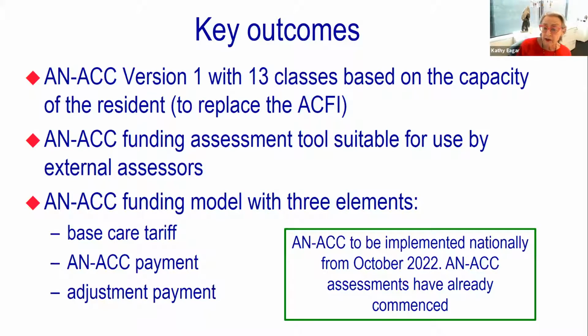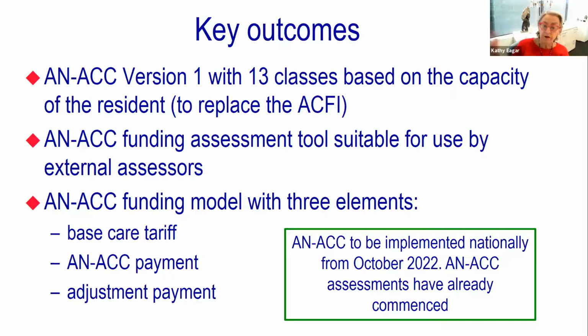It's a Casemix classification. It's designed to replace the current funding model, which is called the Aged Care Funding Instrument, or the AHSRI. There are only 13 classes in the new system we have developed to replace 64 classes in the AHSRI. And assignment to a class is based on a person's capacity to manage activities of daily living.